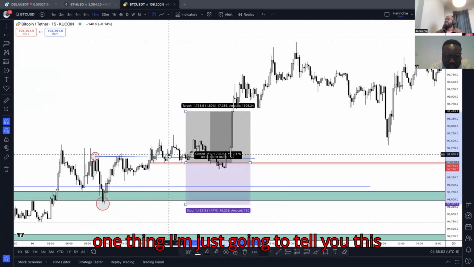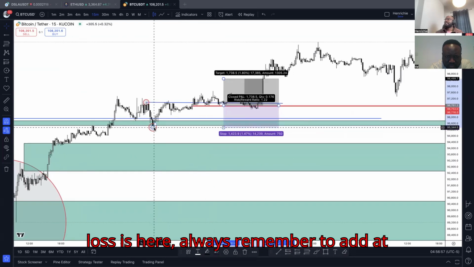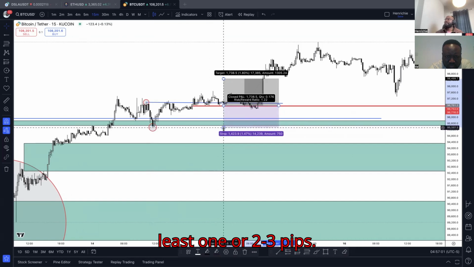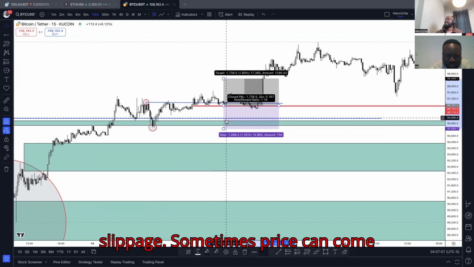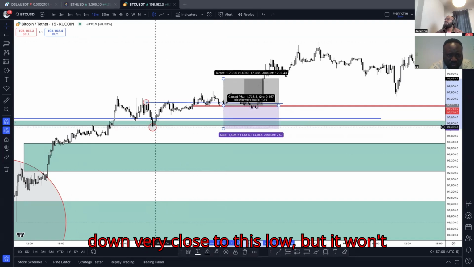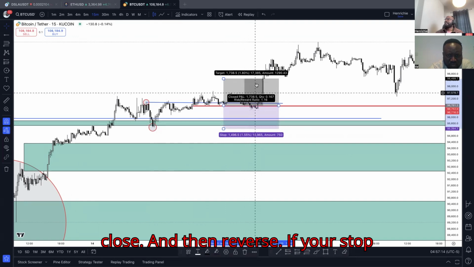Now, one thing I'm just going to tell you earlier. Even if your stop loss is here, always remember to add at least 1, 2, 3 pips. Just give it an extra little room due to slippage. Sometimes price can come down very close to this low, but it won't take the low. It will come down very close and then reverse.